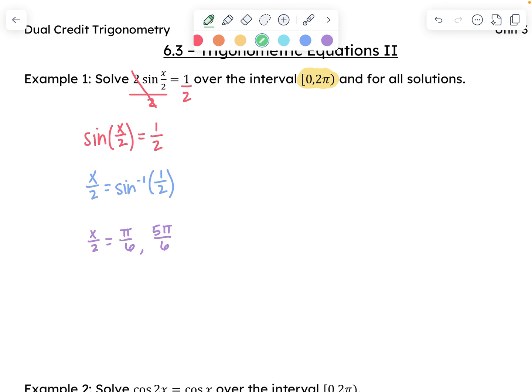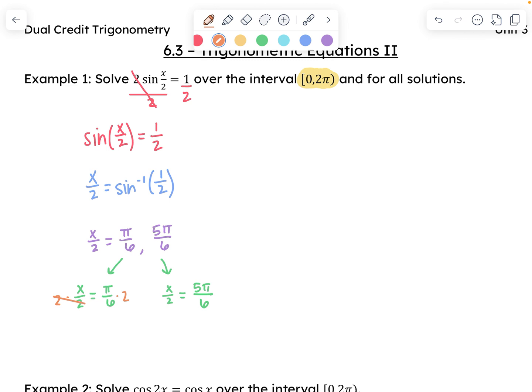But we don't have x by itself just yet. So what I'm going to do is take that and split it so that I have x over 2 is equal to pi over 6, and x over 2 is equal to 5 pi over 6, and actually solve those for x. So to do that, all I have to do is multiply both sides by 2.